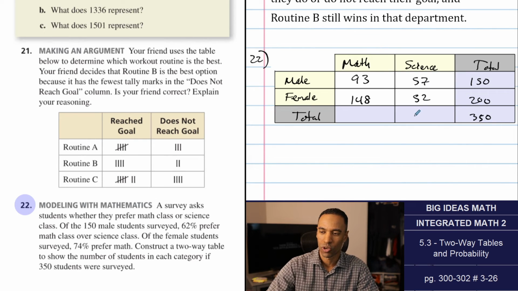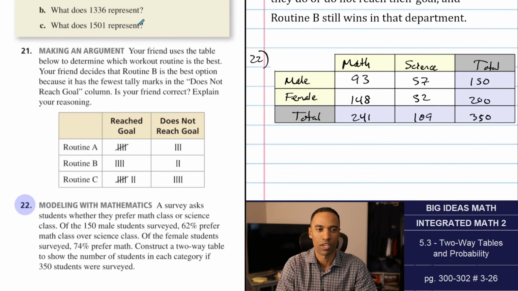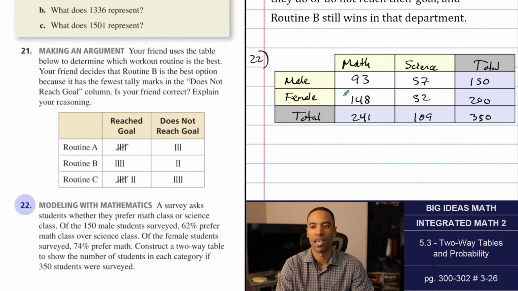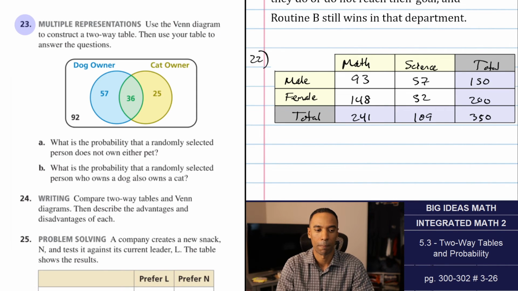Now we can come up with these totals. This would be 109, and that total there is 241, I think. And 241 plus 109 is 350. Okay, that would be number 22. You multiply the percentages by those things. Notice they used a conditional relative frequency of the male students, 62%, of the female students, 74%, not of the whole amount.